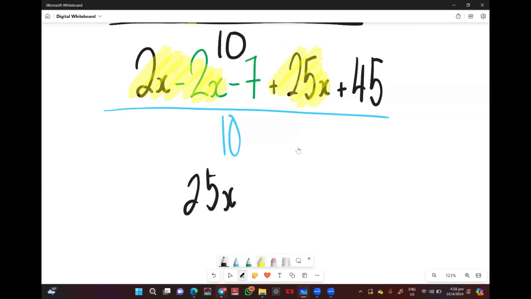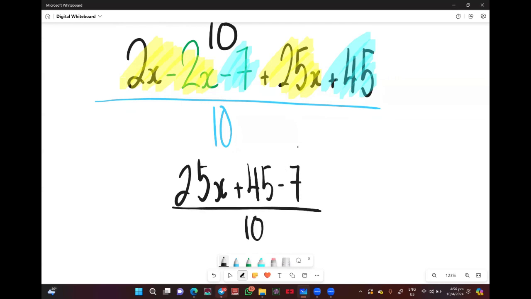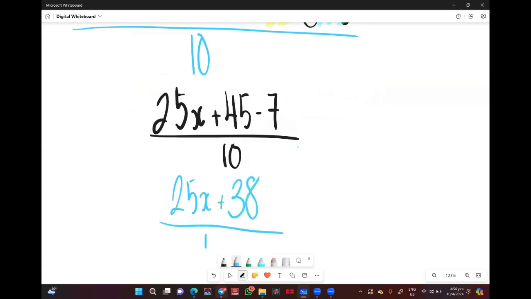Agree so far? Minus 7, as you can see over here, plus 45. Minus 7 plus 45 is also the same thing as 45 minus 7. We are able to register 45 minus 7 better. Agree so far? I did not change the sign at all. Plus is still plus, and minus is still minus. Alright, so you have 25x, 45 minus 7. Let's do 45 minus 5 first. We get 40, and 40 minus 2 gets us to 38. Over 10. And therefore, this is your answer for this question.